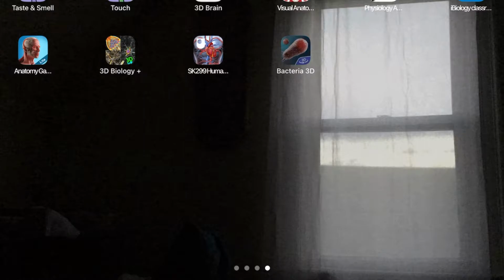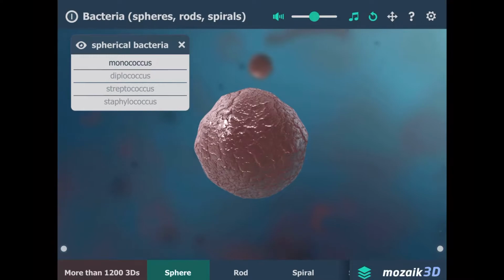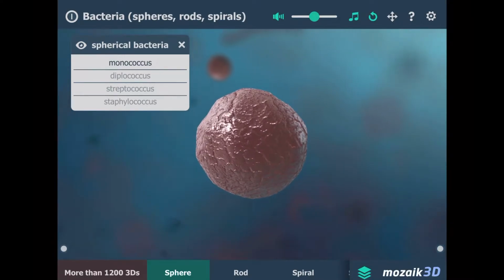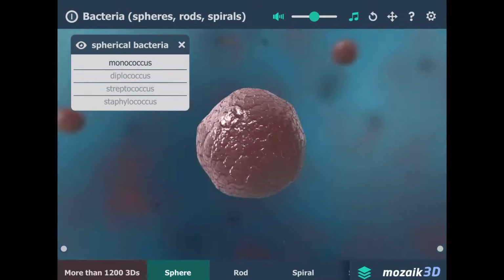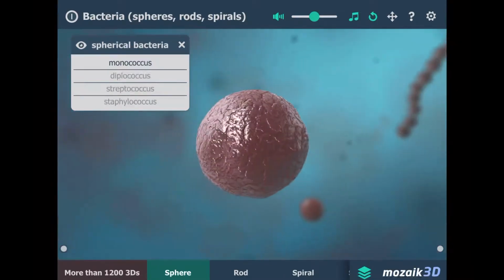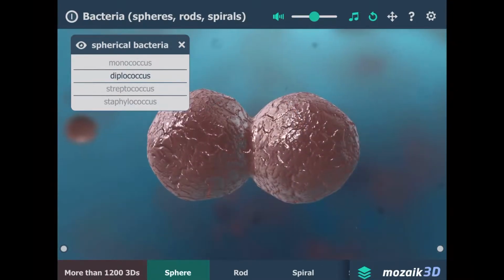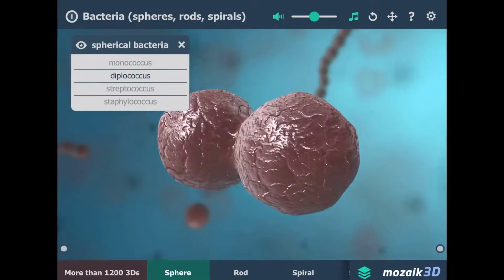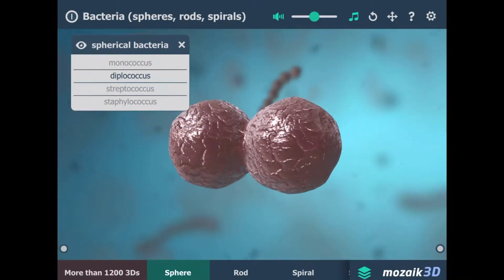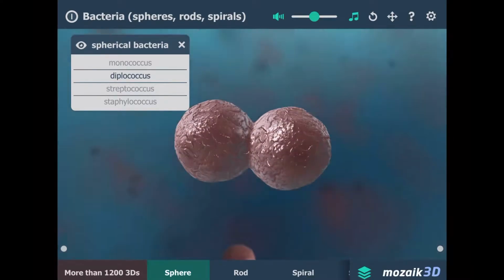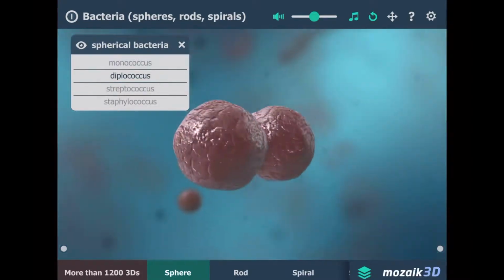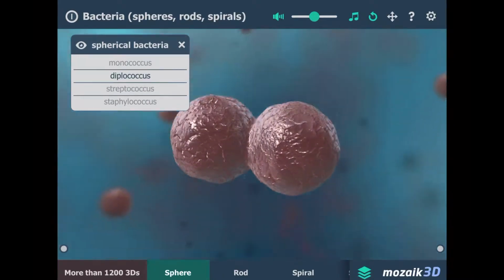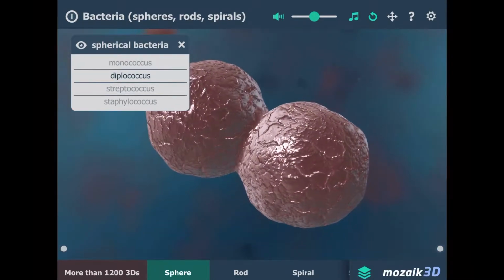Yes, sir. Okay, this is the spherical bacteria, Micrococcus. It's like a meatball. Wow. It's divided, become Diplococcus. Look like, I know what you think. It looks like bacteria. Oh my god. Quite cute.